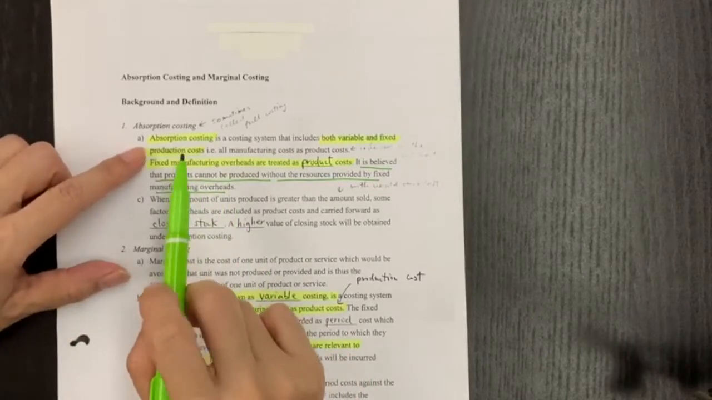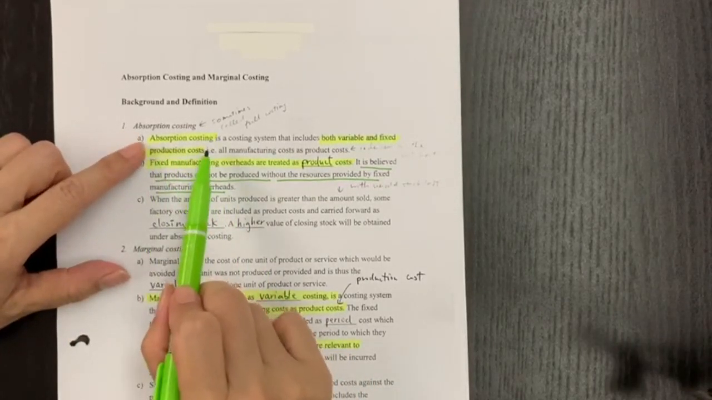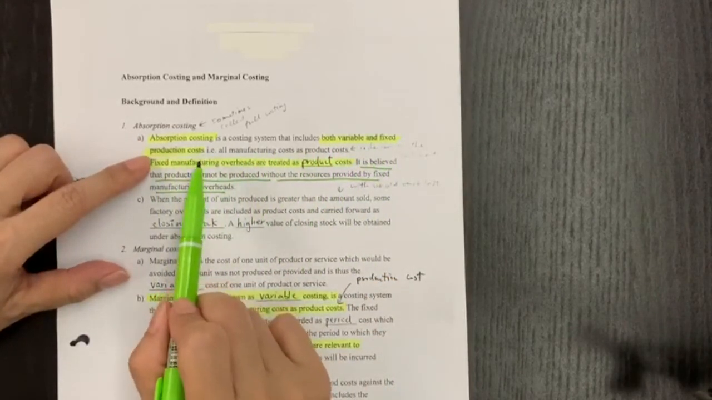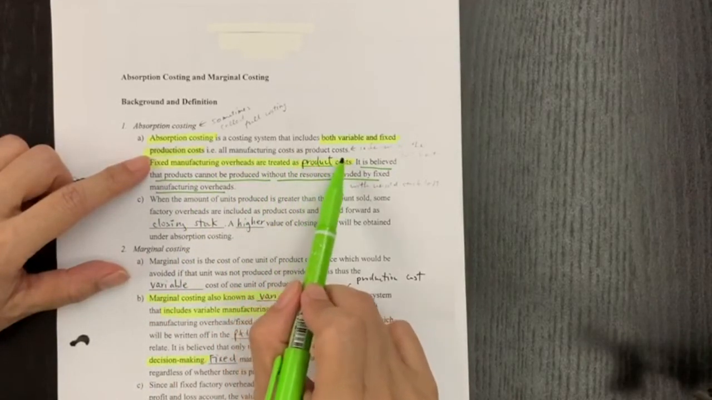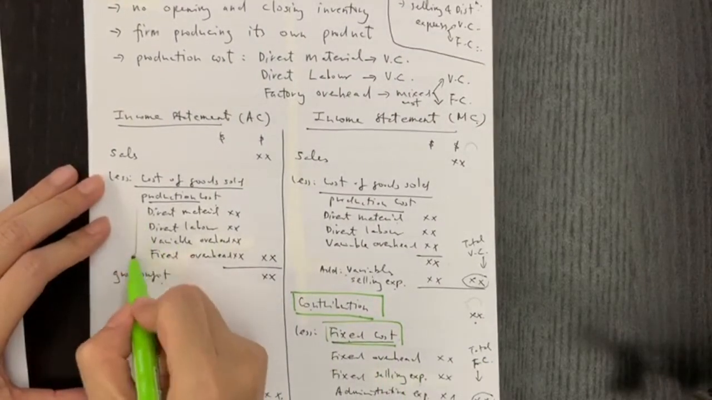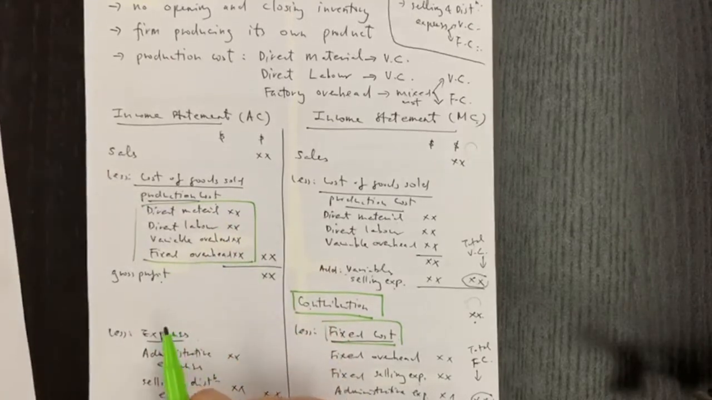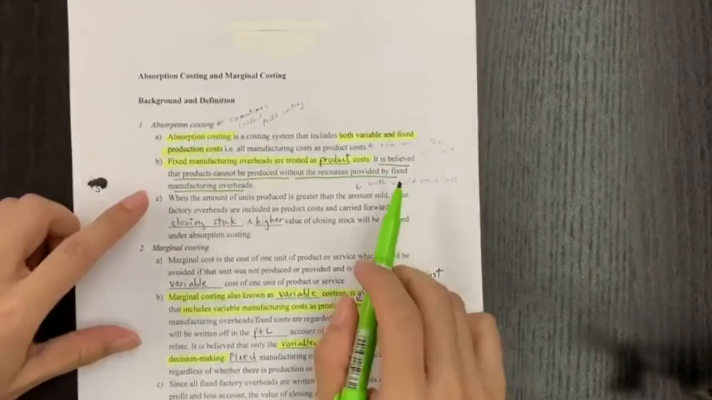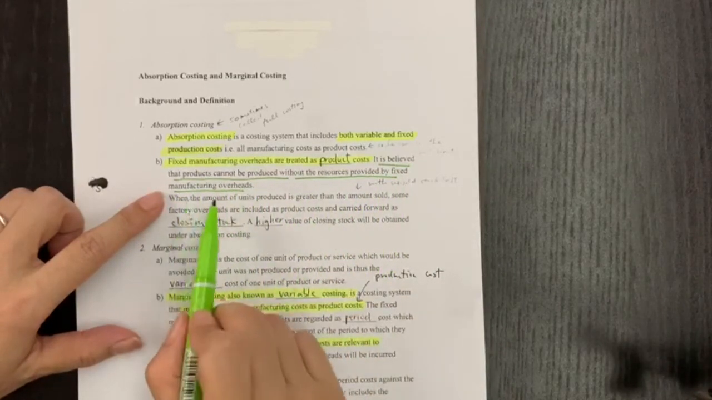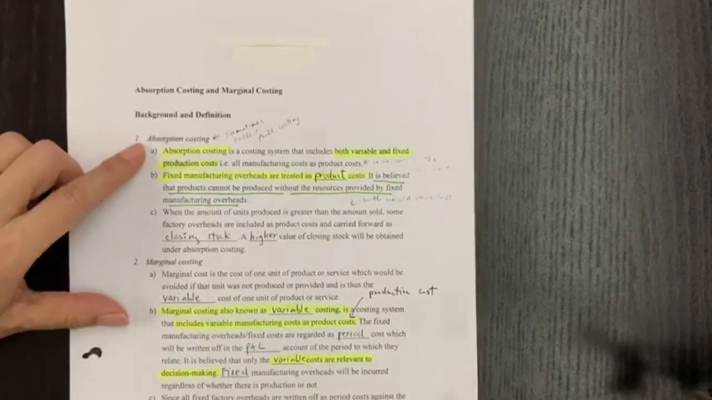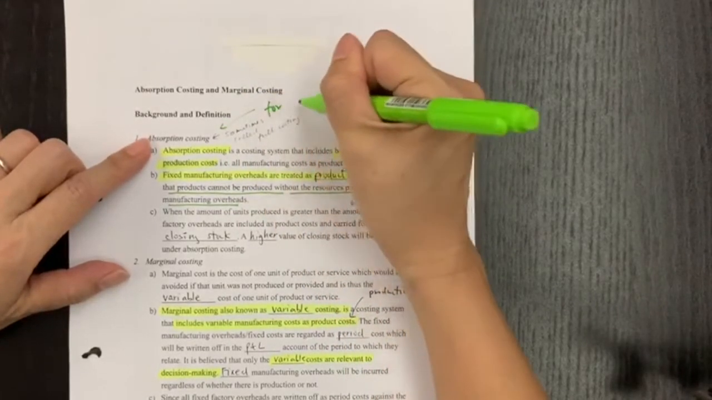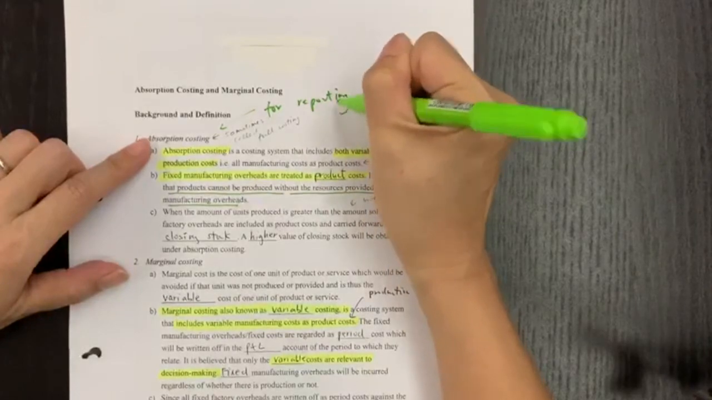Okay, next we look at the background and the rationale. Absorption costing is a costing system that includes both variable and fixed production costs as the manufacturing costs and the product costs. So you can see our product cost here consists of both variable and fixed. And the reason for doing that is that it is believed that products cannot be produced without resources provided by fixed manufacturing overheads. Absorption costing is used for reporting, like we do in financial accounting.